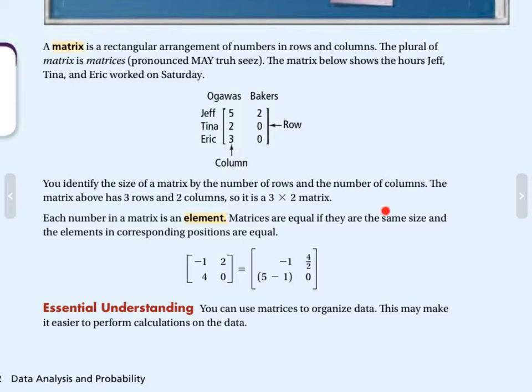Matrices are equal if they're the same size and the elements in corresponding positions are equal. So same size, same shape kind of thing, right? Like these two. You notice here 5 minus 1 is 4, right? So they all match up. So you can use matrices to organize data. This makes it easier to perform calculations on the data.